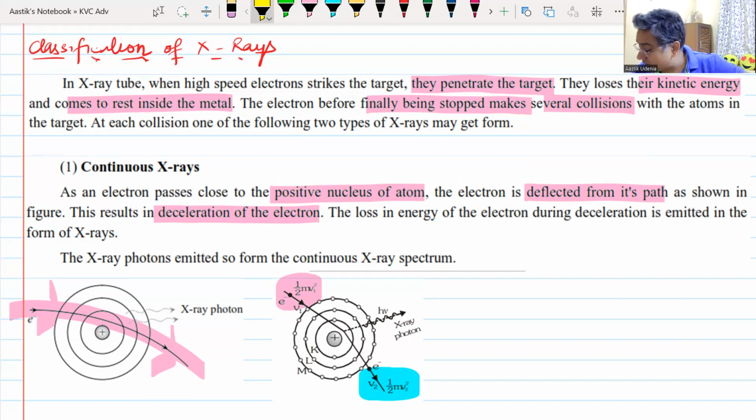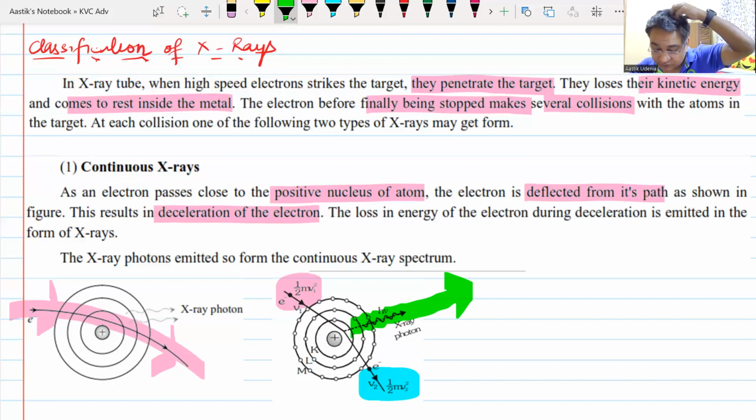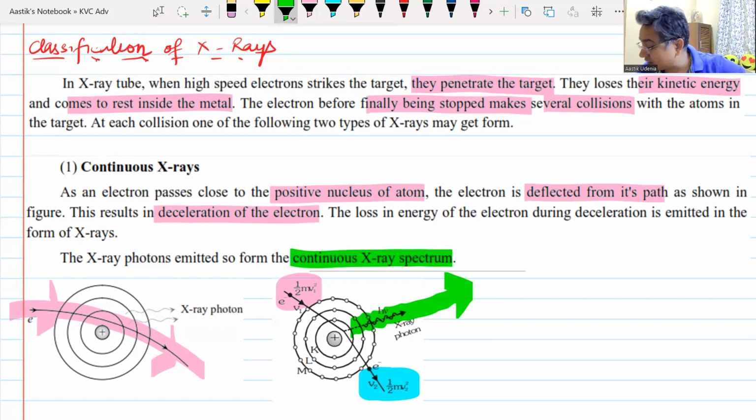The rest of the energy will be coming out in the form of this wavy line. Do you see this? This is the X-ray which is emitted. This type of X-ray which is emitted is known as a continuous X-ray, and the spectrum formed is known as the continuous X-ray spectrum. Do we understand this? Everyone understands this? Yes.